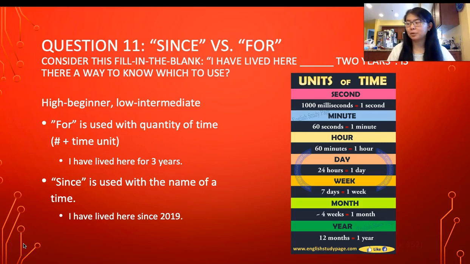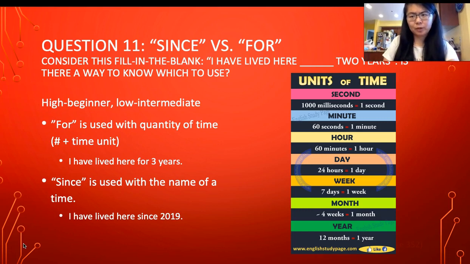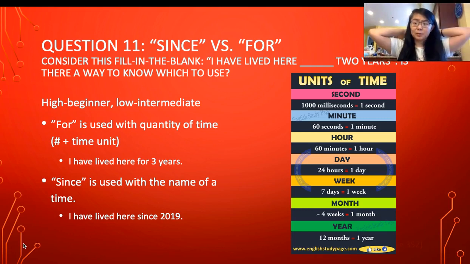All right, so even more grammar with Mr. Keith Folse in his wonderful book that you are probably very used to by now. We're going through question 11 in his chapter 4, which is 20 hot seat or frequently asked questions. This one is about since versus for.